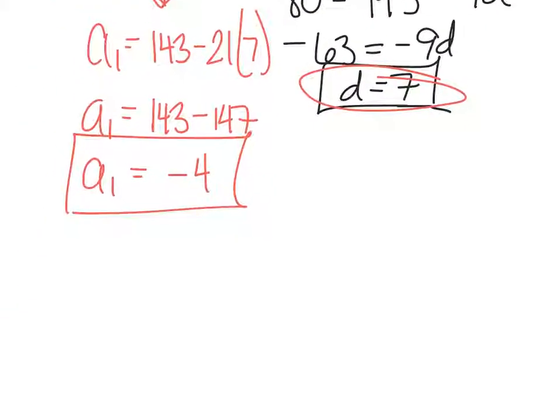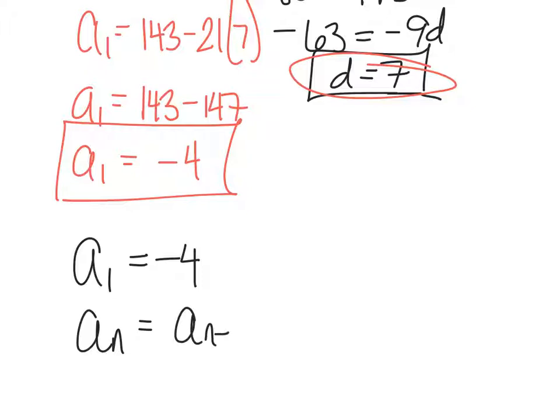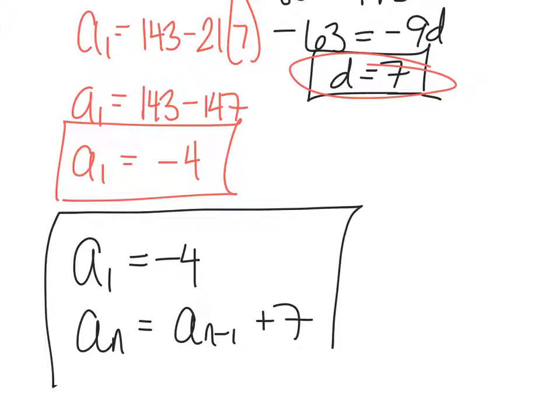So now that I have all my pieces of information, I can go and write my recursive statement. I need to state the first term, and then the recursive formula is a sub n equals the previous term, a sub n minus 1, plus the difference, so plus 7. And there you have it. There's our formula for our recursive sequence.